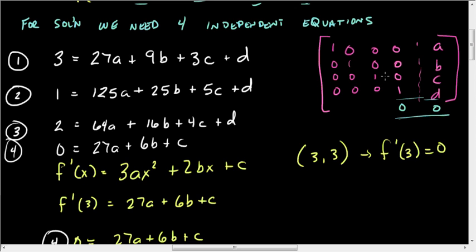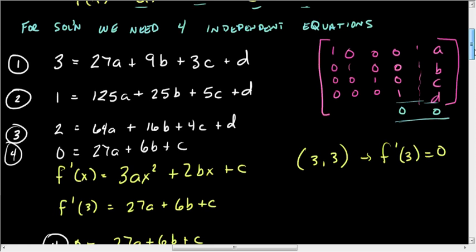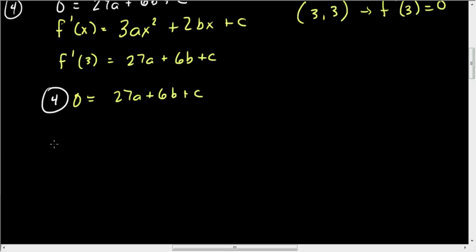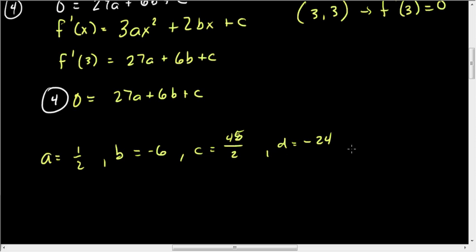For example, here, when I work through that matrix, my answers turn out to be A is equal to 1/2, B is equal to -6, C is 45 over 2, and D is equal to -24. All right, so now what you would want to do then is write out that equation.